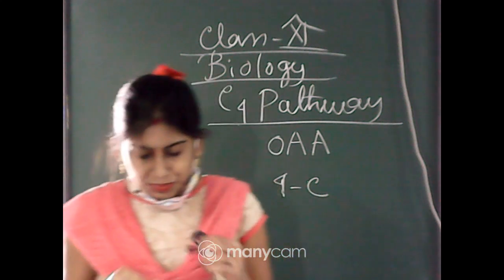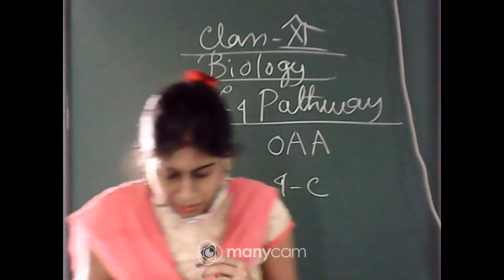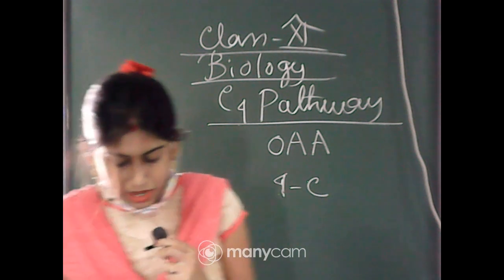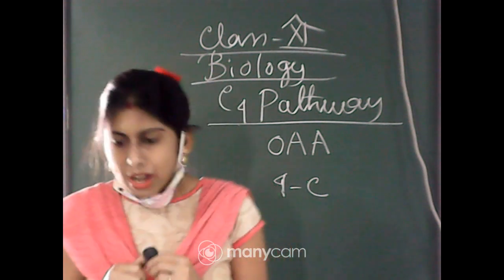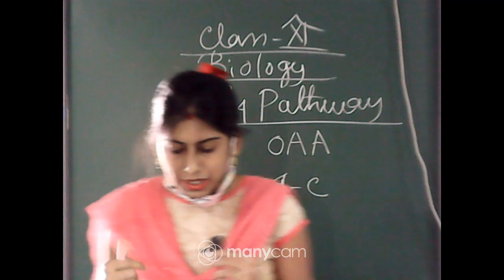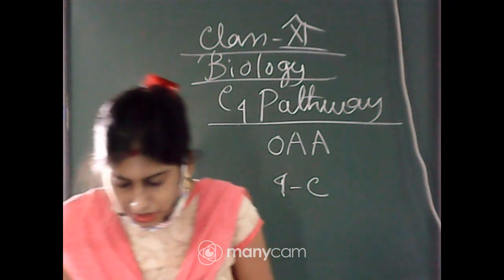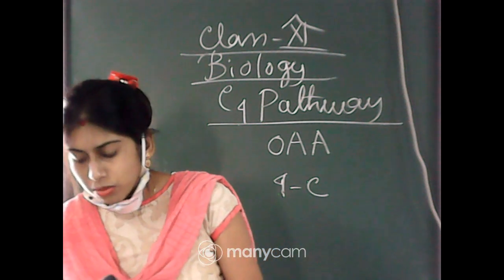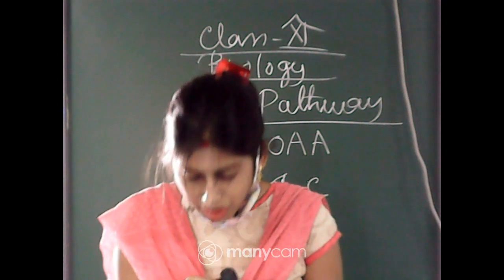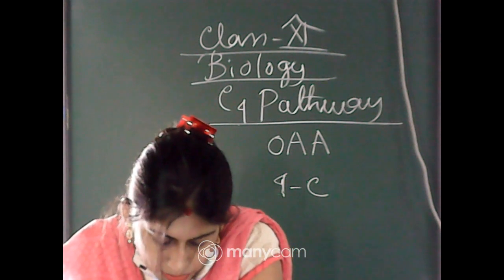If you see the vertical section of a C3 plant and the vertical section of a C4 plant, you will find some differences. In C3 plants you will find the mesophyll cells only, but in C4 plants particularly large cells around the vascular bundles can be found. Beside the mesophyll cell, another cell type, the bundle sheath cell, is found in this plant.